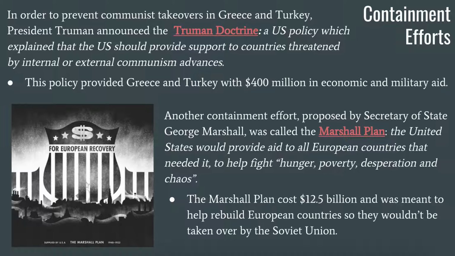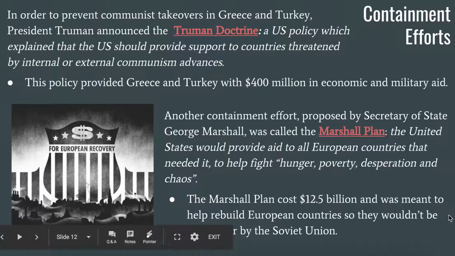And a similar situation was the Marshall Plan, which was proposed by Secretary of State George Marshall. And this said that the United States would provide aid to all European countries that needed it. His exact words were that it would help fight hunger, poverty, desperation, and chaos. But it was largely a plan created to build up these countries of Europe who were hungry and in poverty. We wanted to build them up and make them stronger, ultimately so that they wouldn't be weak and taken over by the Soviet Union. So the Marshall Plan provided $12.5 billion to rebuild these European countries and make sure that they were strong enough so they weren't being taken over by communism.